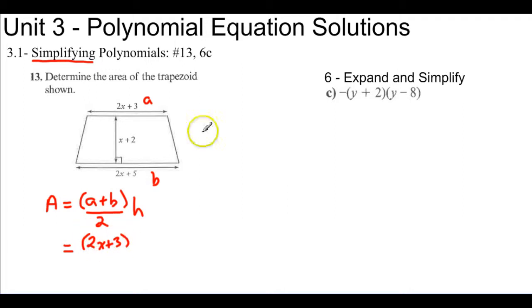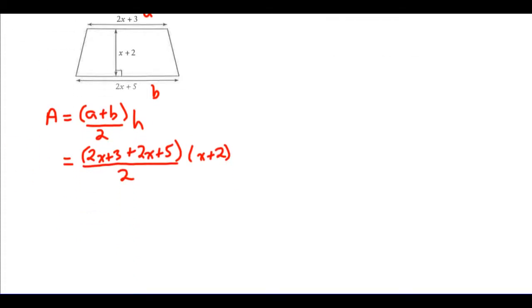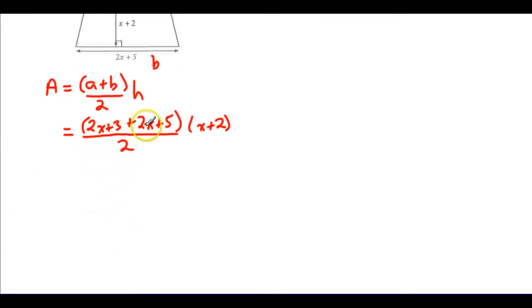Certainly the intent of the question here was more to have you work with the simplifying than to worry about what the actual area here is. So it's 2x plus 3 from the top plus 2x plus 5 from the bottom, divided by 2, and the height is x plus 2. And so this is 2x plus 2 more x is 4x on top. 3 plus 5 is 8. I will divide that by 2 and then multiply by the x plus 2.